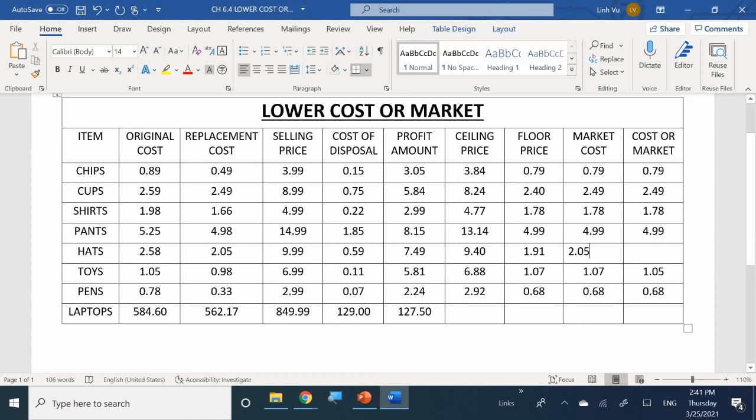Now we have to answer the question: which one's lower, my original cost or the market cost, or market price, market value, whatever you want to call it? The market price of $2.05 compared to $2.58 is definitely lower. So that is how you solve for it.